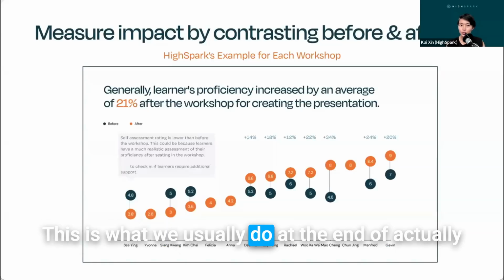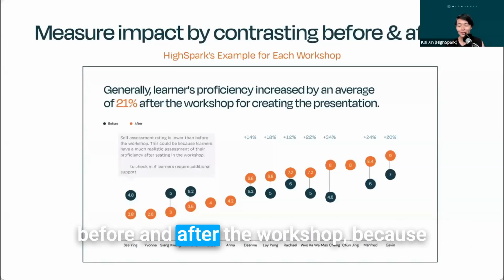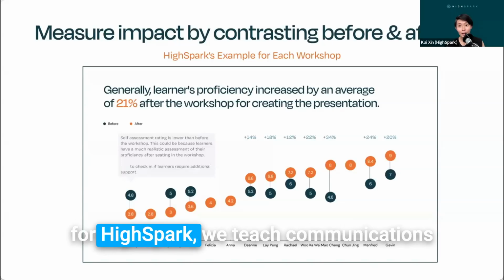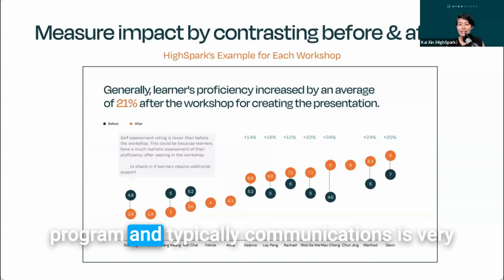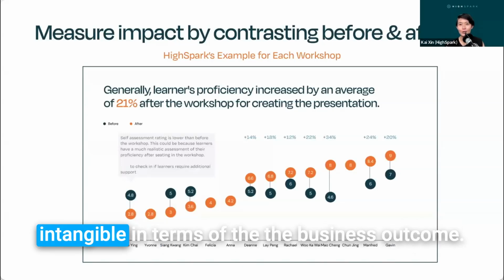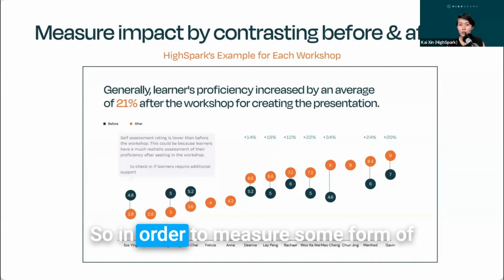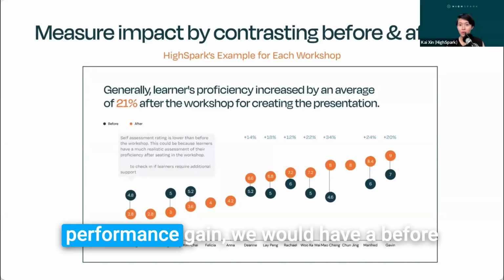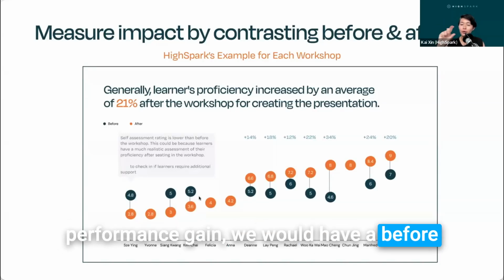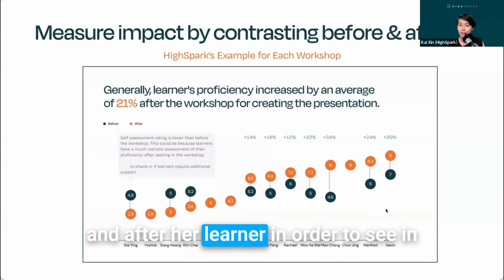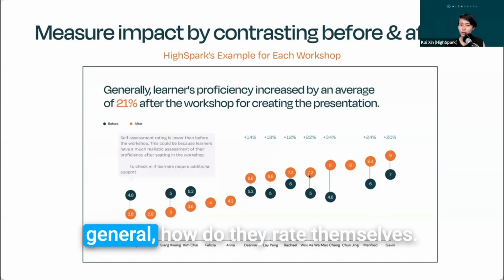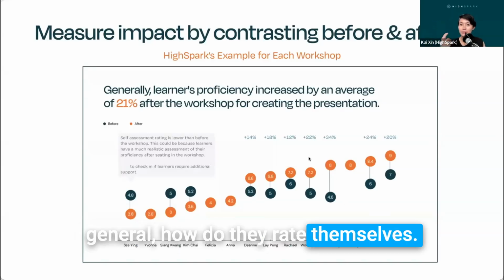This is what we usually do before and after the workshop, because for Highspark, we teach a communications program, and typically communications is very intangible in terms of the business outcome. So in order to measure some form of performance gain, we would have a before and after per learner in order to see, in general, how do they rate themselves?